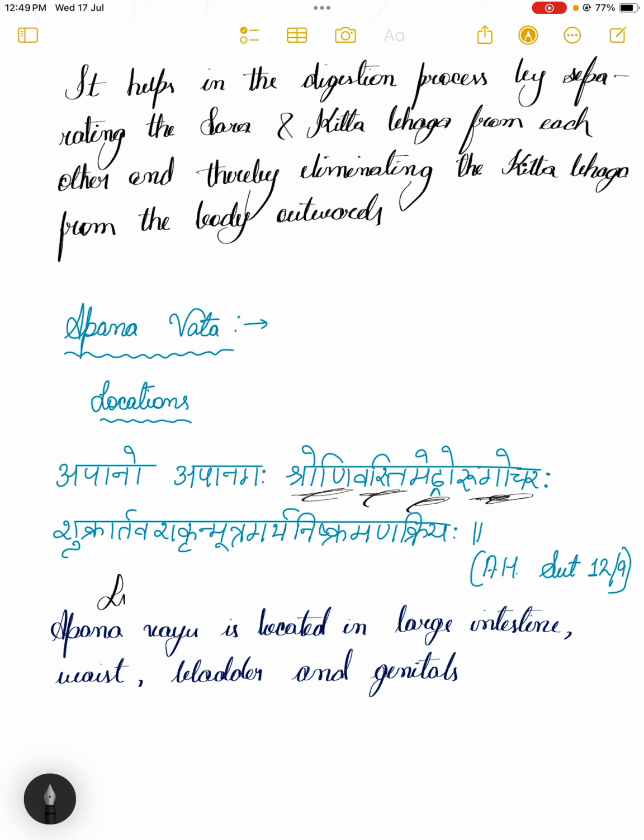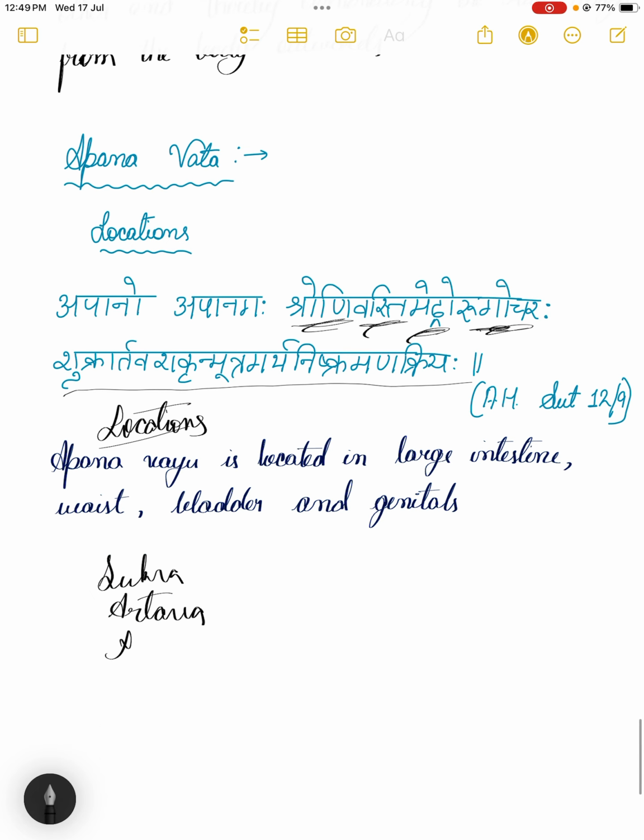These are the locations of Apan Vayu, and the next line, that is Shukra Artav Shakrin Mutra Garbhini Nishkramana Kriyaha, means Shukra, Artav, Shakrin meaning the feces, Mutra meaning urine, and Garbhini Nishkramana Kriya meaning the fetus or the childbirth. Now these are the things that have to be expelled out from the body. And how is this expulsion done? This is done with the help of Apan Vayu.